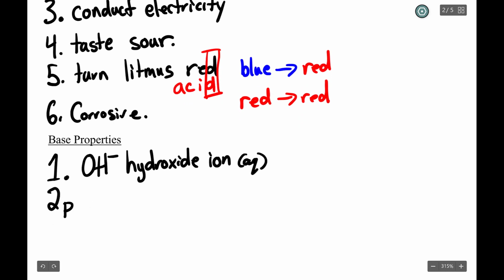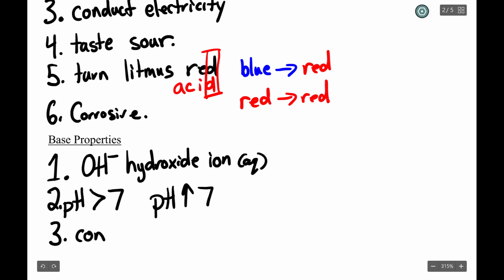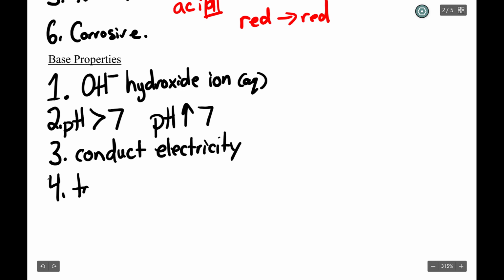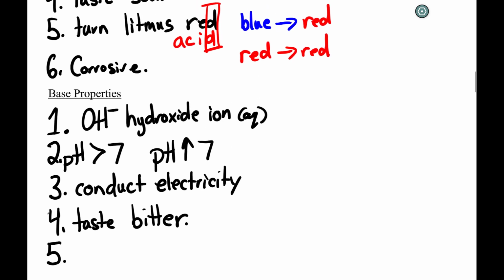The pH has to be greater than 7. Realistically, we would probably say greater than 8. I often write it as pH would be above 7. They too will also conduct electricity because there are ions, hydroxide ions and other ions, so this will conduct electricity. Number 4, they taste bitter. If you've ever had your mouth washed out with soap, soap is a base and it tastes very bitter. If you haven't had your mouth washed out with soap, just give it a try.